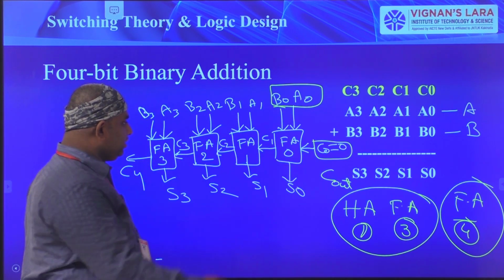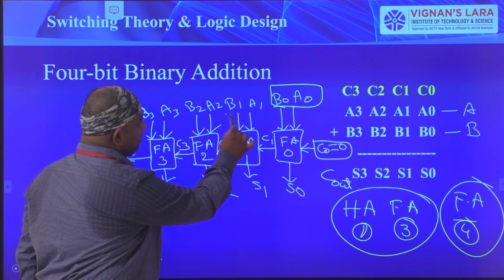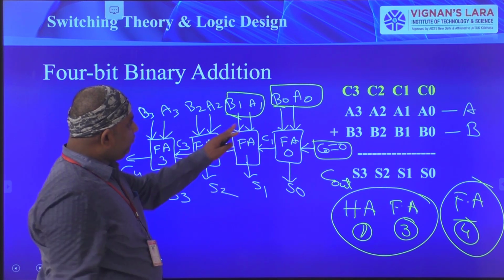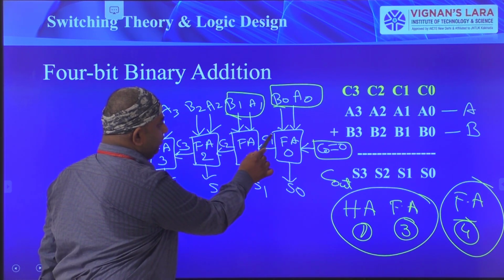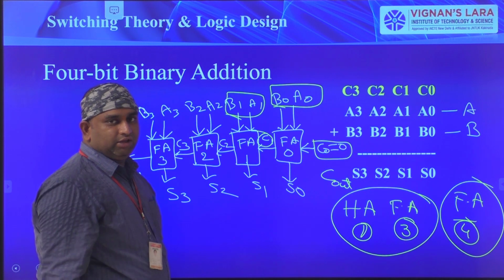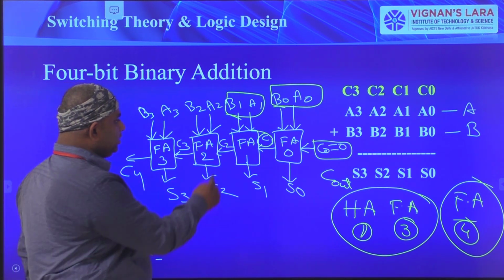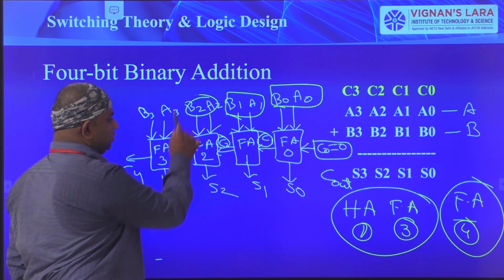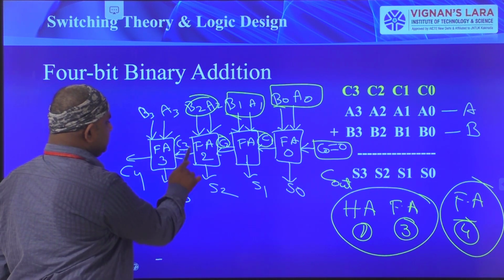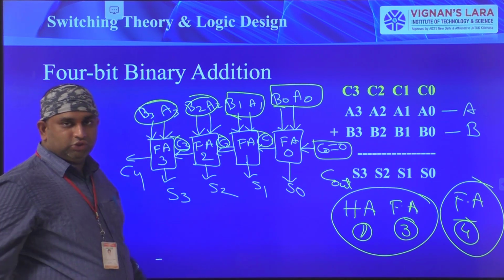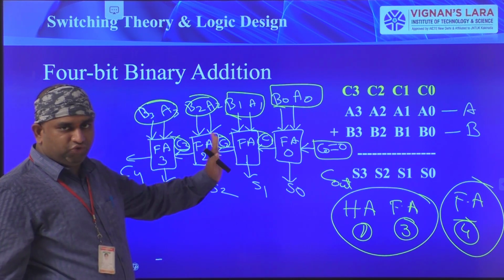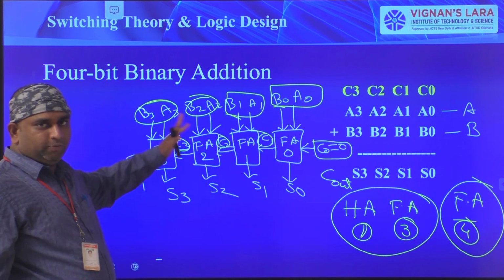Okay, is it clear? Next, for the second full adder, we have A1, B1 inputs and one more input, that is C1. Next C2, A2, B2. Next C3, A3, B3. So for each full adder, we have 3 inputs.